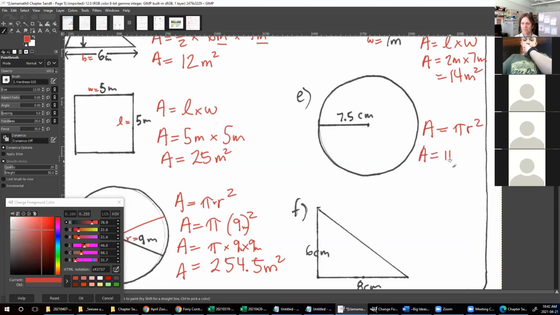Okay, area is equal to pi times, instead of r, I'm going to put in what the radius actually is, which is 7.5. And so in here, I'm going to say pi times 7.5 squared, which is 56.25 times pi. And I hope that that's going to give me the right answer. Is 176.7 square centimeters.